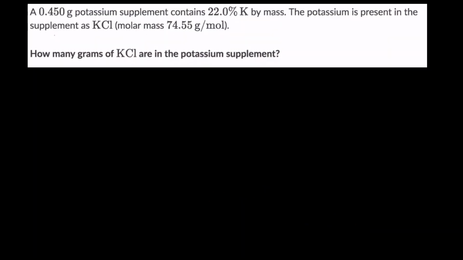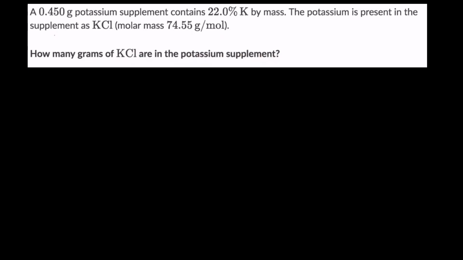Alright, we got 2 more examples. Okay, next one. A 0.450 gram potassium supplement contains 22% potassium by mass. The potassium is present in the supplement as KCl with a molar mass of 74.55 grams per mole. And the question asks, how many grams of potassium chloride are in the potassium supplement?